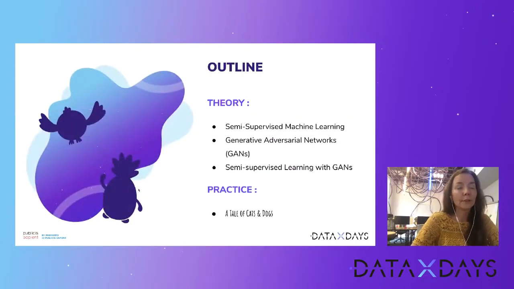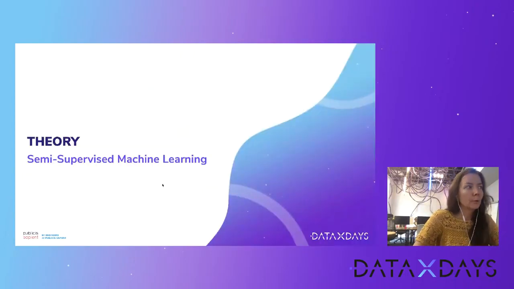My talk has two main parts. The first part is theoretical. I will start with an overview of semi-supervised machine learning and how it is different from supervised and unsupervised machine learning, which are topics that I think more people are familiar with. Then I will present the architecture of generative adversarial networks, which was originally an unsupervised algorithm. And then we'll move on to how to actually do semi-supervised learning with GANs. Finally, for the practical part, we'll have a tale of cats and dogs, which you can probably guess is a classification problem.